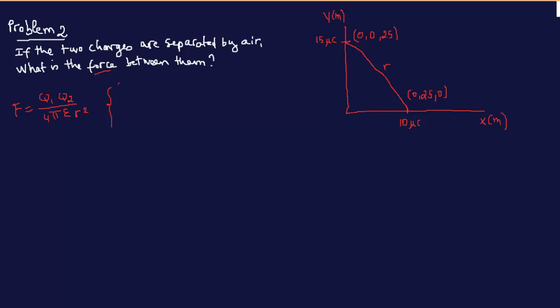So what do I know? I know Q1 is given as 15 microcoulombs. Q2 is also given as 10 microcoulombs. Epsilon of air is also known. If you look at the first page of the book, that's 8.85 times 10 to the power minus 12. The unit is F per meter.